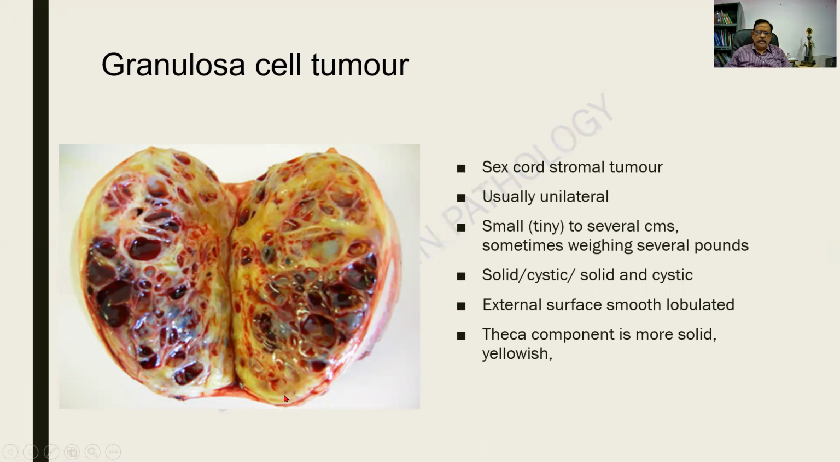Look at this one. It is a granulosa cell tumor. I am finding multiple blood-filled cystic spaces and there are some solid areas in between. There is another element of the sex cord, namely the theca cells, from which we can get a granulosa theca tumor or thecoma, which is more solid and yellowish, we shall be seeing.